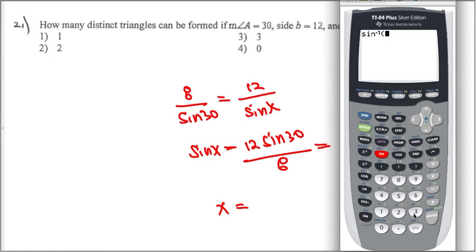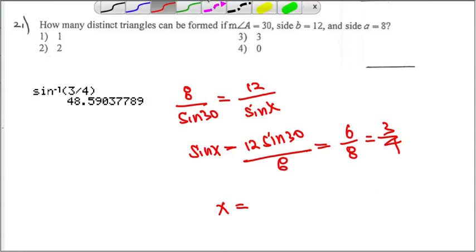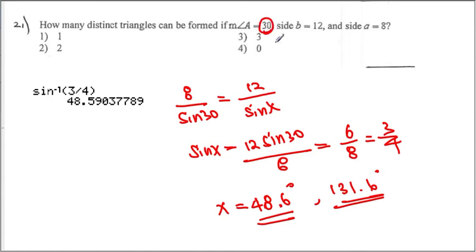Inverse sine of 3 over 4, so then the measure of the angle is, let us say, 48.6 degrees. Now if one of them is 48.6, then the other angle would have been 131.4. Whether it be 131.4 or 48.6, with the angle measure of 30, it will give us enough space to have the third angle. So therefore we have two possibilities. Both of them are accepted.